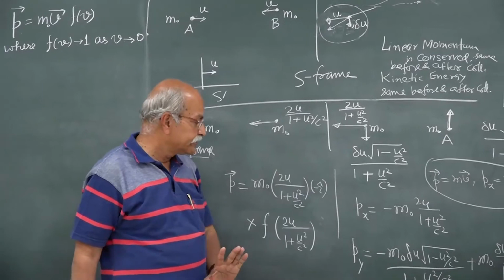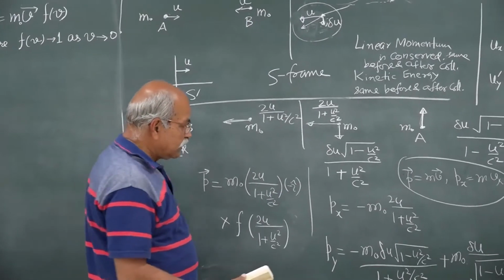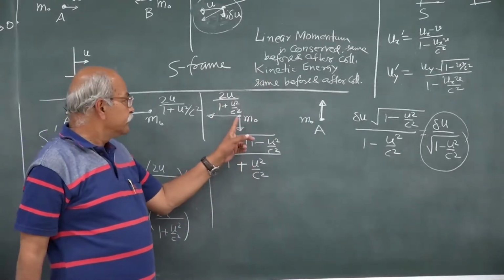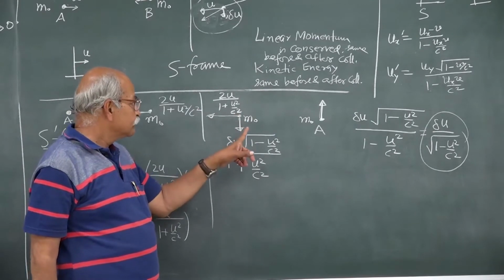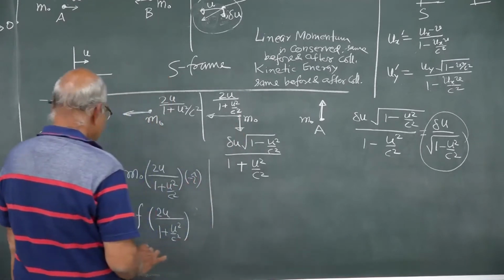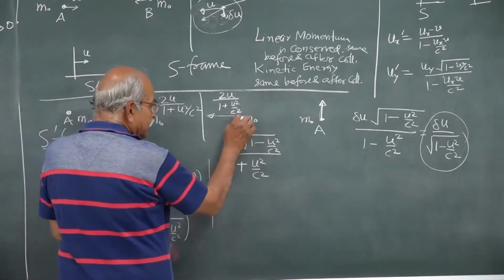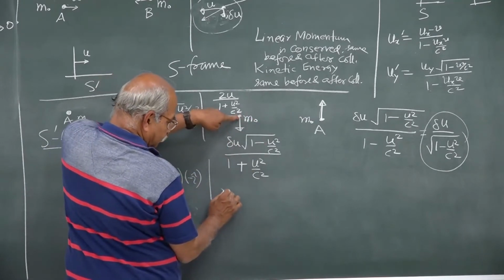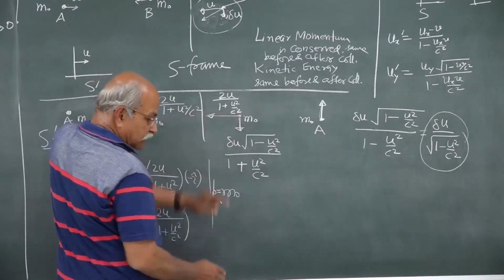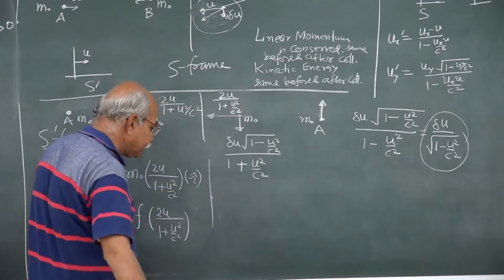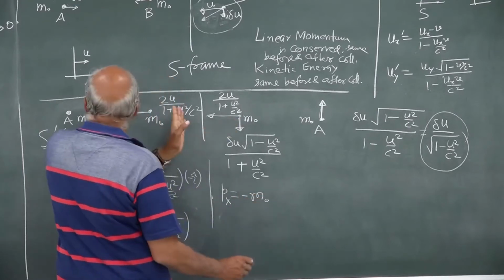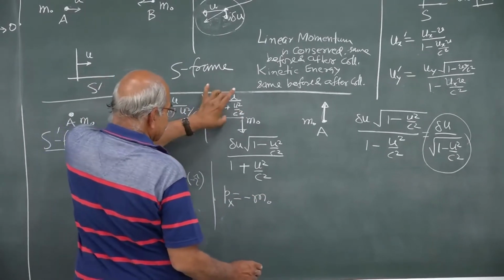And what happens this side? So, let me erase all this. This side, x direction, the linear momentum of this particle in x direction from S prime after the collision will be, I am writing p x, m naught, let me put minus also, p x is equal to minus m naught times the x component, which is this.